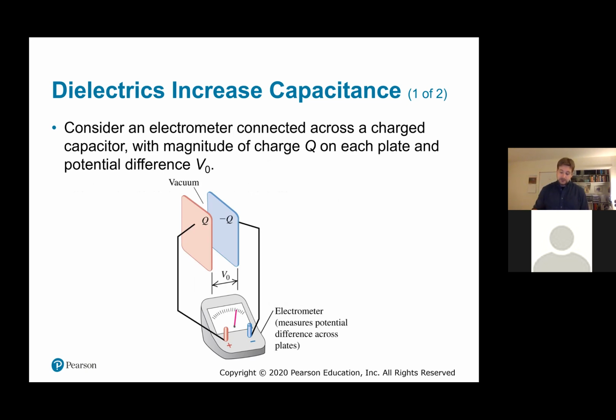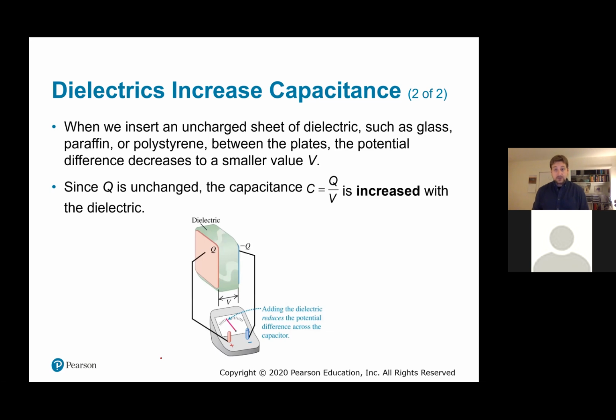Inserting the material decreases the voltage experimentally. For the same Q, hold on, for the same Q, we decrease the voltage. Decreasing the denominator increases the fraction. So by inserting this material, we have increased the capacitance.